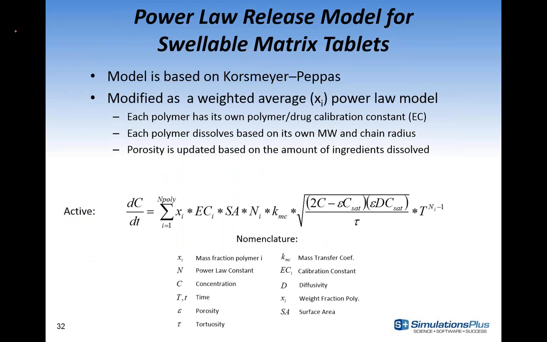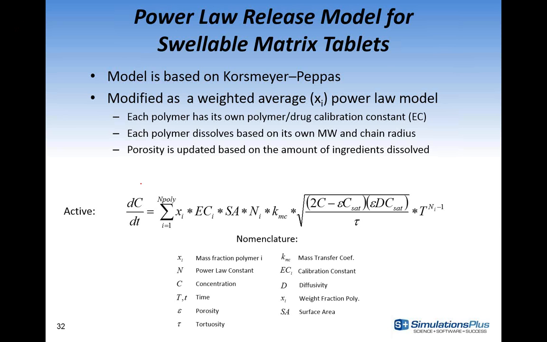To do this, we're going to be using the power law release model that's available within DDDPlus for swellable matrix tablets. This model is based on Korsmeyer-Peppas. We've made some modifications to account for multiple polymers. If you're doing a matrix with, say, multiple grades of HPMC, you can do that as the weighted average power law model. In this case, we're just using one polymer, so that isn't going to come into play here.